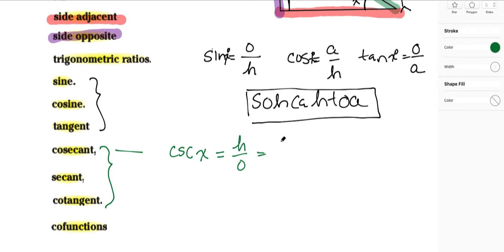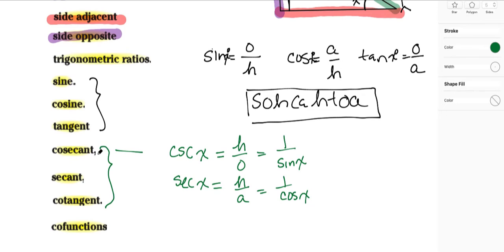So sometimes you might even see 1 over sine of X being referred to in reference to the cosecant. They're reciprocals of one another. The secant is going to be the reciprocal of the cosine. So that's going to be H over A. And of course, we can again write it as 1 over cosine X.